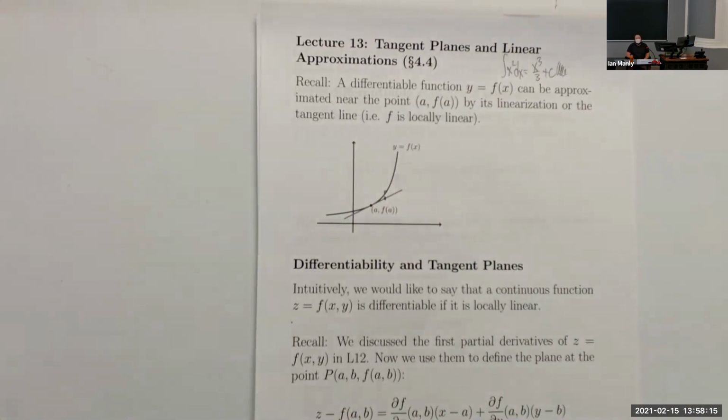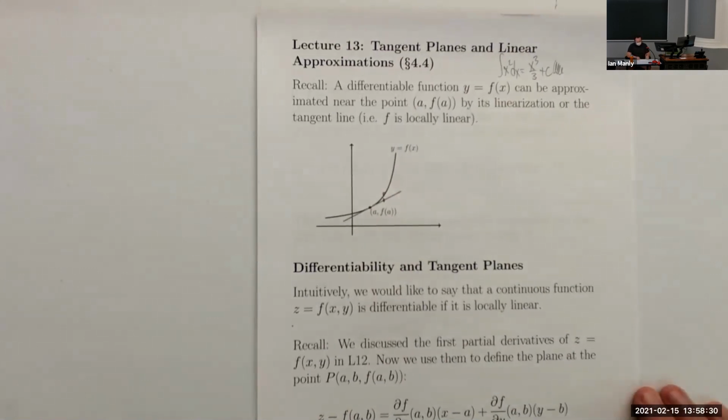So what we're going to do today is approximate the value of certain points on surfaces by following the tangent plane. We're essentially just stepping up a dimension from what we did in Calculus 1.